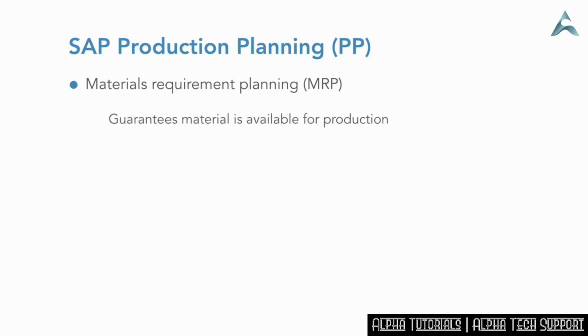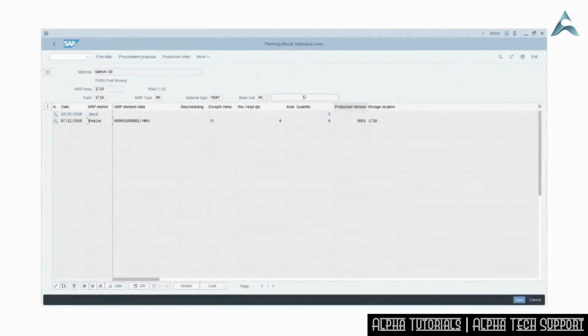Finally, materials requirement planning, called MRP, is used to guarantee material availability for production. The key feature of MRP is that when it is run, it will create procurement proposals. It ensures production can happen, and it minimizes the cost of holding too much unnecessary stock. Let's look at MRP in the system. This is a screenshot of a planning result for our material, FIN50, Fast Moving. It shows us that we have an available quantity of 6 of this material in storage location 1710.